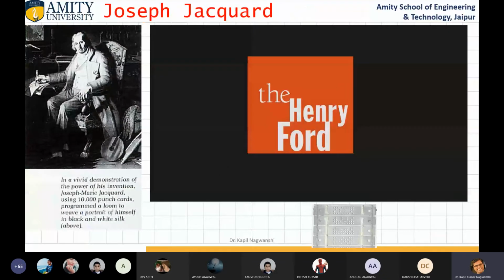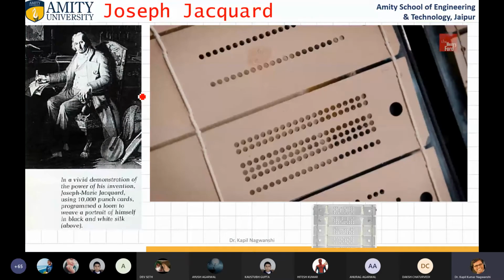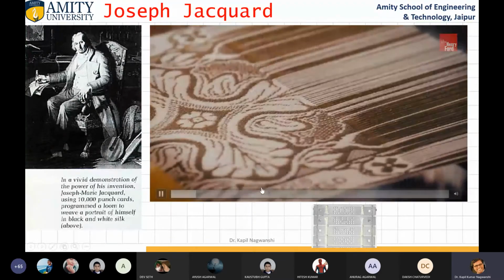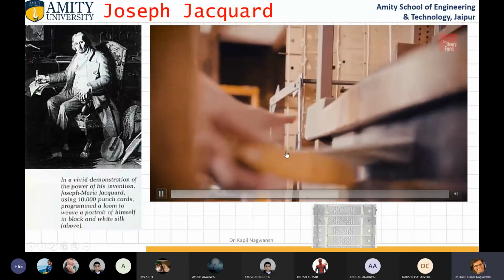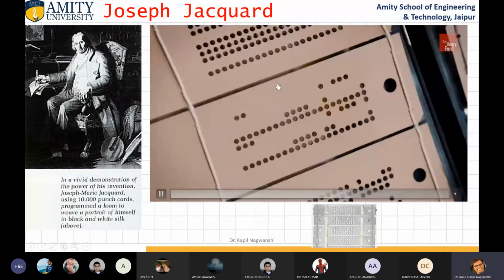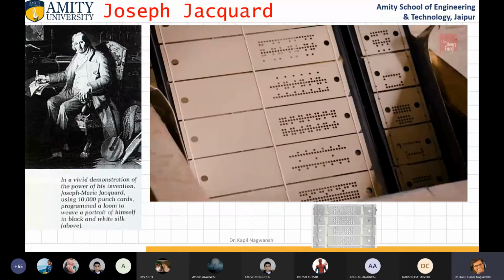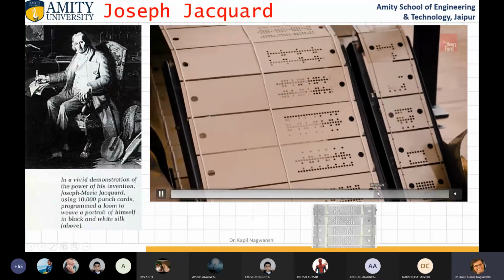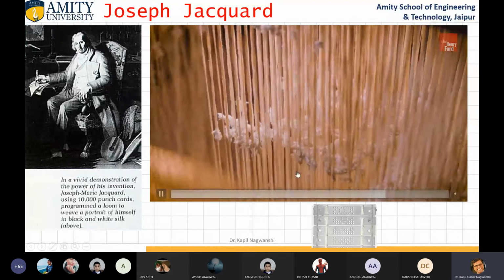After that, Jacquard invented a special punch card. These punch cards are used for looms. In textiles they have used it, and it was very old. On the basis of this punch card, they are able to print different patterns on textile machines. So the same punch cards were used in our computers. This was invented by Joseph Jacquard for looms.